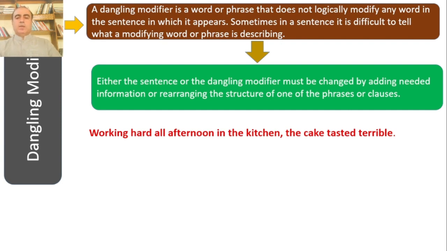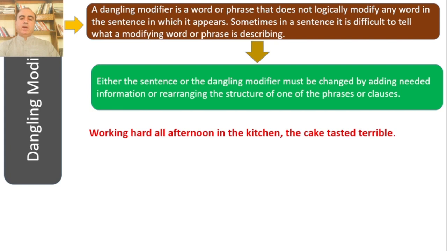Working hard all afternoon in the kitchen, the cake tasted terrible. Now, you see what the issue is with this. In this phrase, which is a participle phrase, working hard all afternoon in the kitchen, we see that there is no target word. Who has been working? And the cake tasted terrible. Who tasted? The reporter is missing. The person who has been working hard might be himself the reporter.